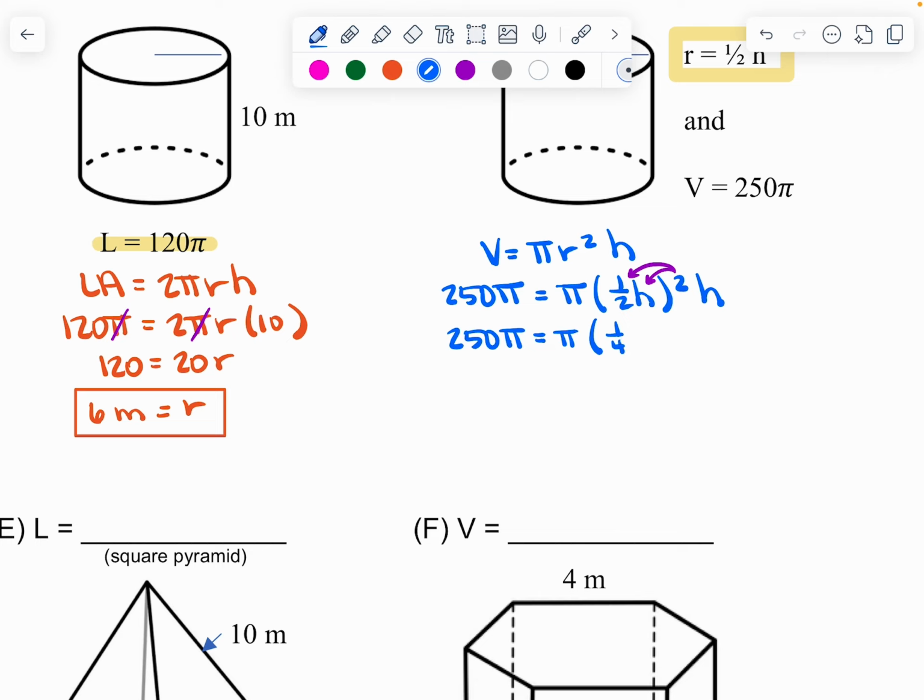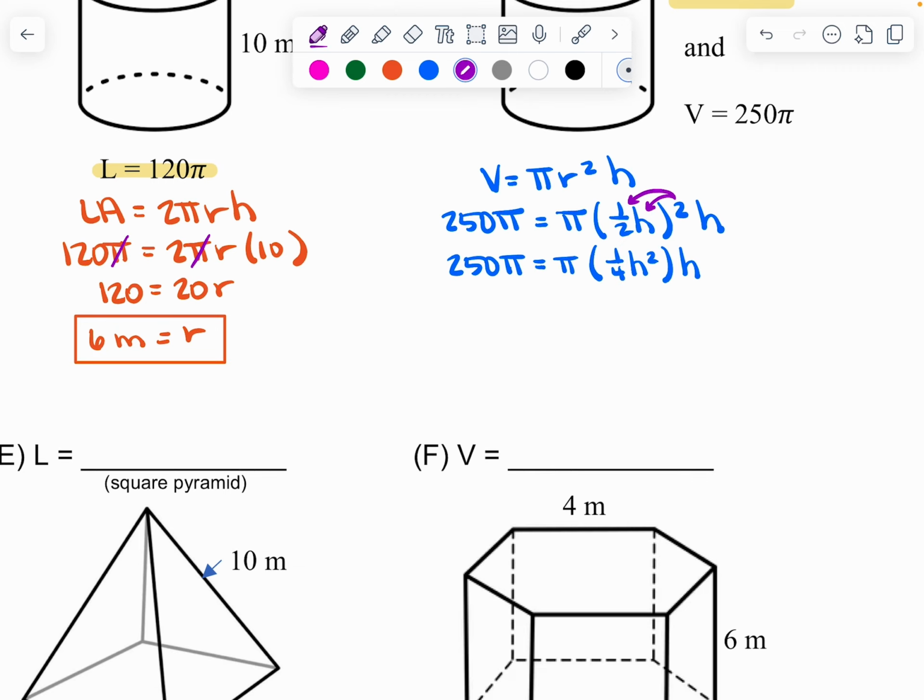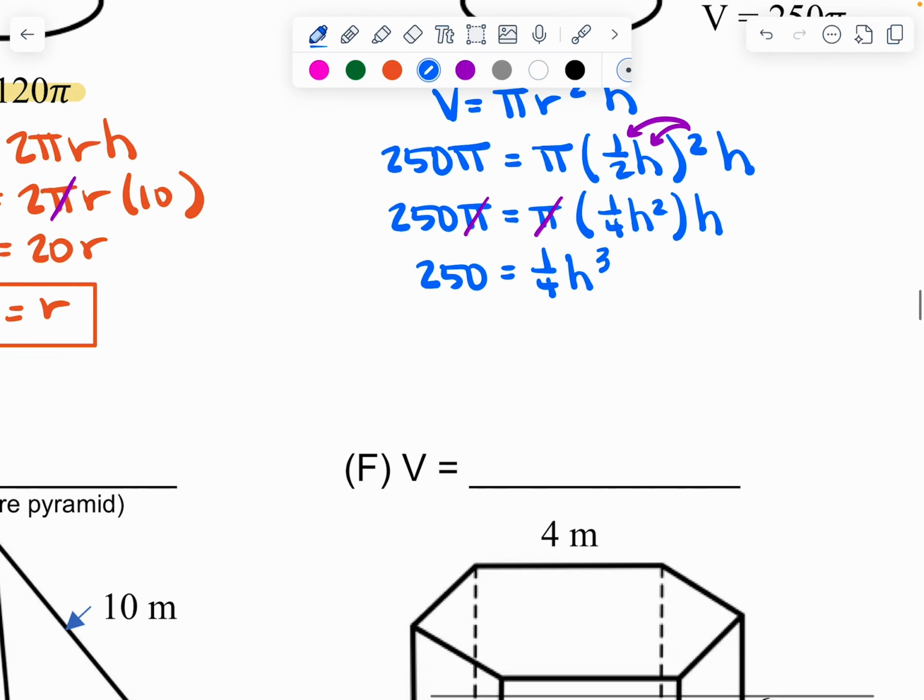All right, so let's see, I'm going to take this one little step at a time so I don't lose anybody. So that's going to give me pi, and that's going to give me 1/4 h squared times the other h. Okay, if everyone's cool with it, I'm just going to go ahead and divide out the pi's and just get rid of that because we don't need those there. So that's going to give me 250 equals 1/4, and h squared times h is h cubed, right? Because you add the powers when you multiply. And that's the equation I'm going to use to solve for h.